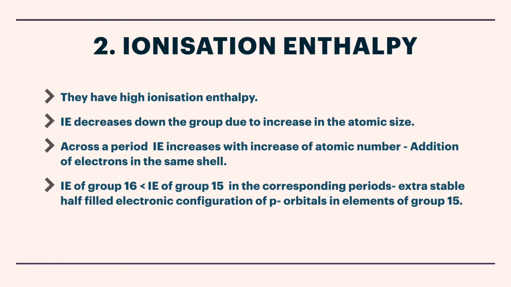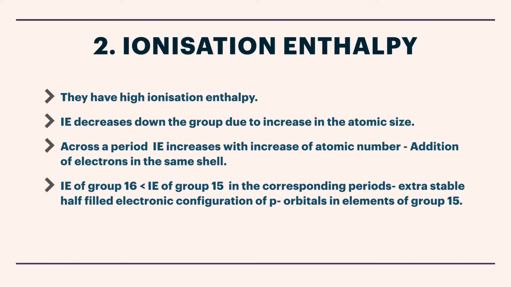We have seen the condensed electronic configuration of group 16 is ns2 np4. Okay, and in case of group 15 it is ns2 np3. The total number of electrons which can be accommodated in p orbital is 6, so p3 is half filled. Therefore they have extra stability. That's the reason why ionization enthalpy of group 16 is less as compared to that of group 15. That means to remove the stable electron it requires much more energy. Okay, so hopefully it is clear now.